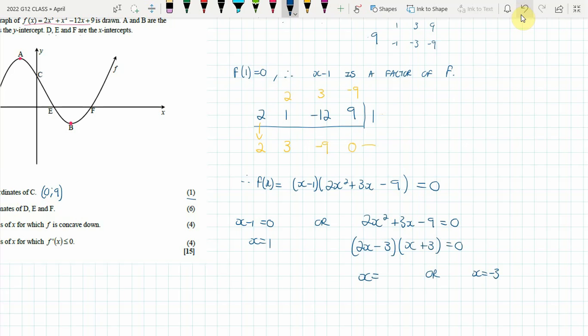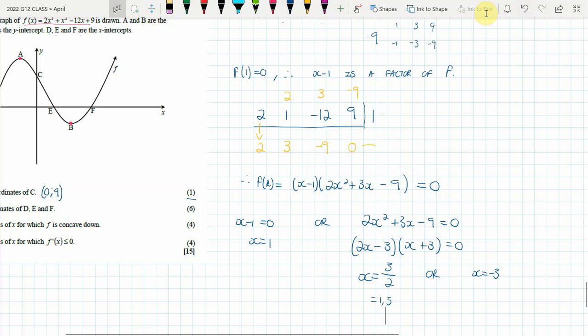Negative 3 over 2. Positive, because minus 3. Oh yeah, positive 3 over 2. So now 3 over 2 is just 1.5.